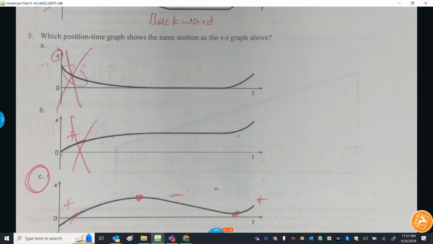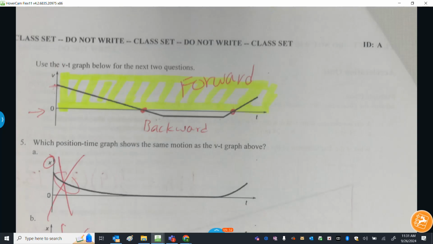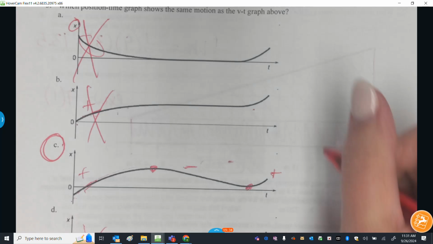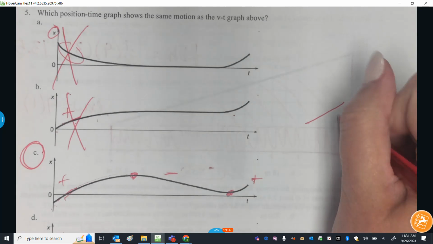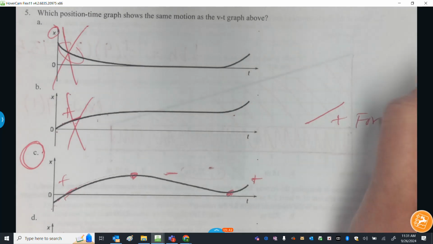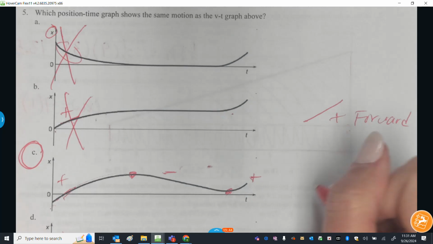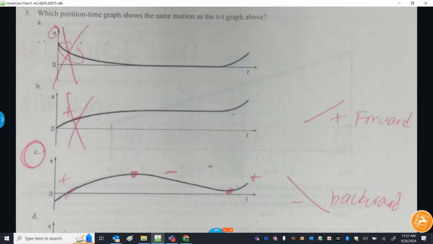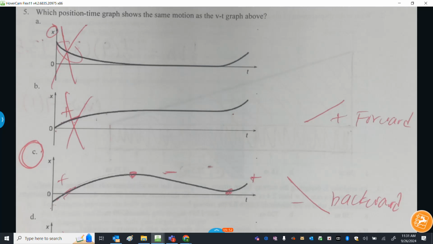Again, some of you may need to go back and review the notes on the graphs and how to tell which way it's going. Again, VT, you can tell if it's up here, it's forward. If it's down here, it's backward. XT, you have to look at the slope. Positive slopes are forward, and then negative slopes are going to be backward. Okay, you have to look at that. So you may need to go back and look at the notes or look at the card sort, but look at something.